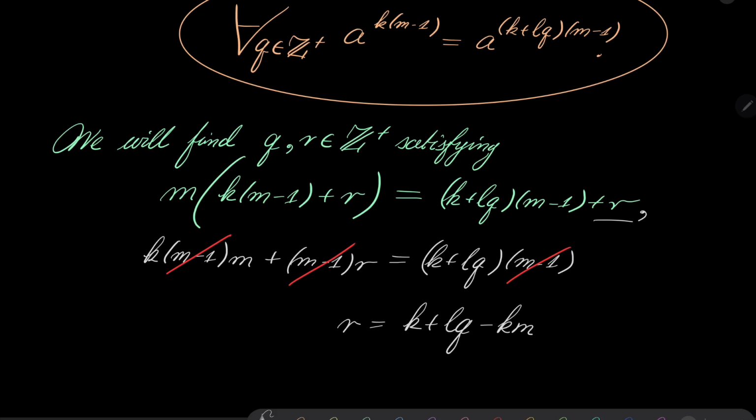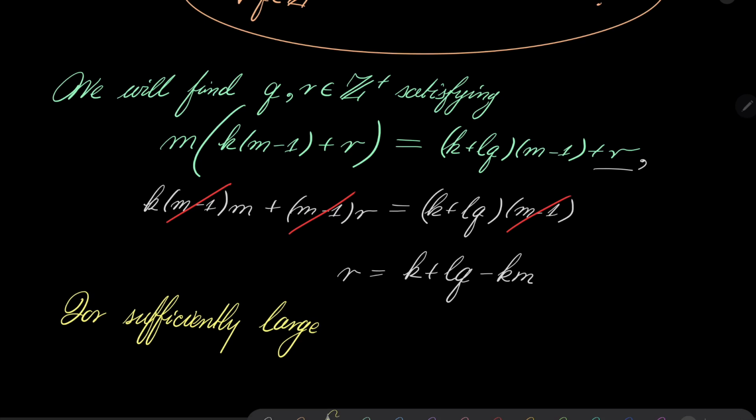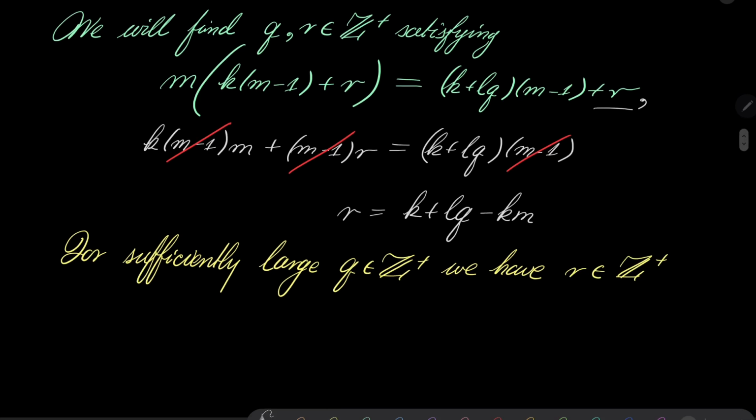And remember that k, l, and m are fixed. So for sufficiently large q, we have that r is also a positive integer, because l, k, and m are positive integers. So now we will have the following.